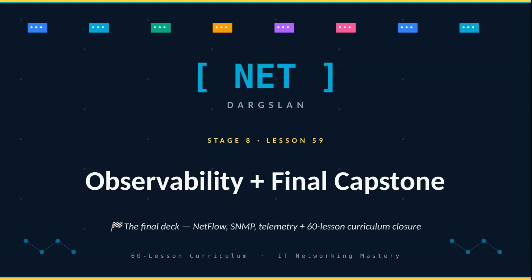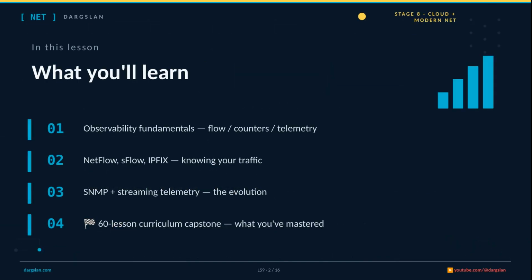Welcome to the final deck, lesson 59 of 60, and the close of our 8-stage journey through IT networking. Today we tackle observability, the discipline of seeing your network clearly through NetFlow, SNMP, and modern telemetry. And once we've walked through those pillars, we'll bring the entire curriculum home together. Here's how the next half hour unfolds.